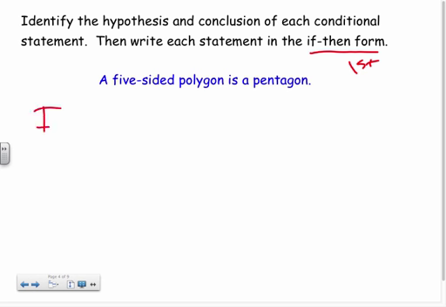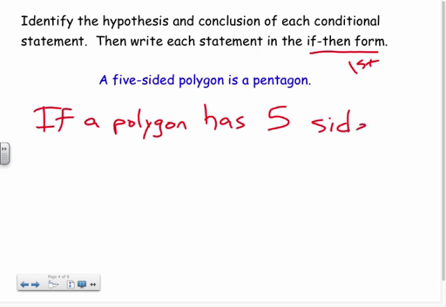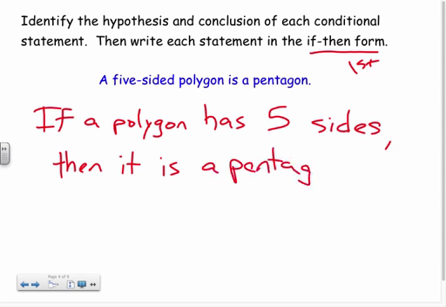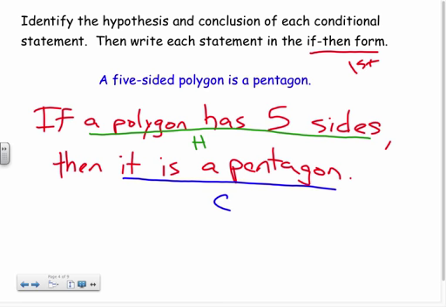So I'm saying if a polygon has 5 sides, I'll put 5, that's fine, then it is a pentagon. And I like writing it in if-then form first, because then I can just underline and say, here's the hypothesis, and here's the conclusion. I can just underline it, and I don't have to write it out twice.